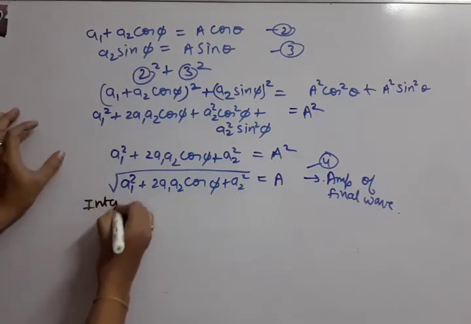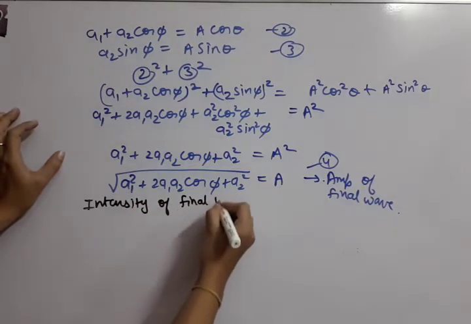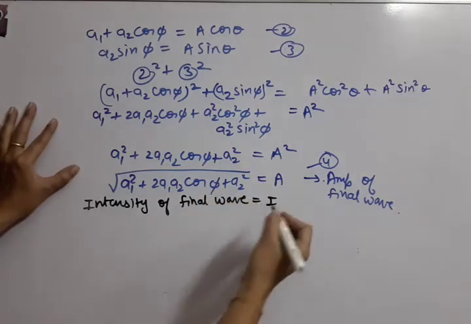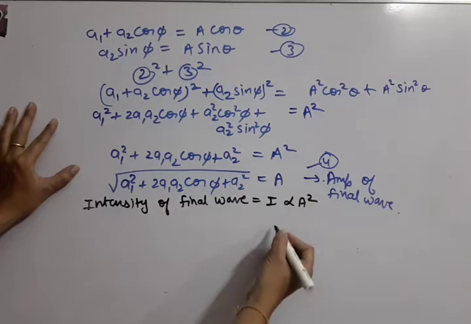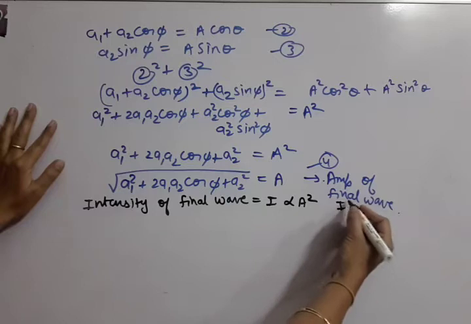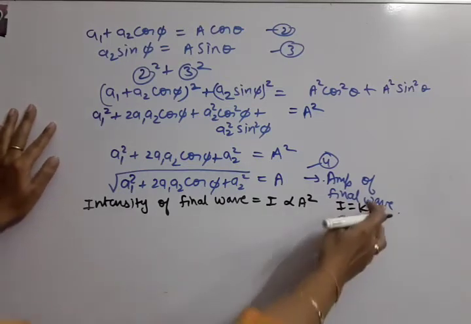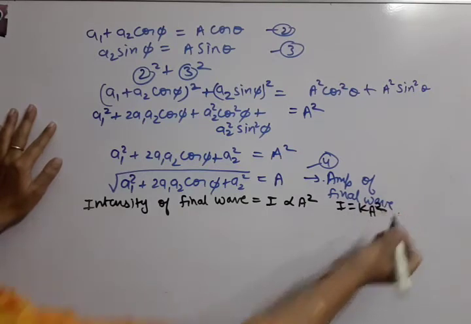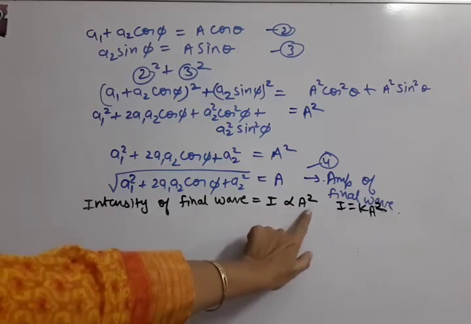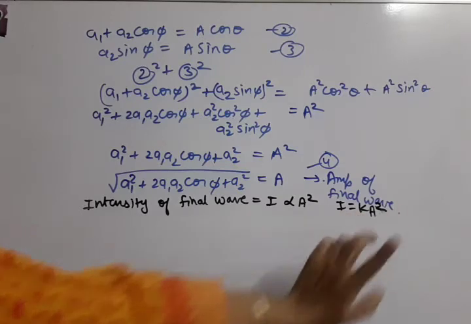What is the meaning of intensity? So the intensity of the final wave, suppose I write it as I, is proportional to the amplitude square. Okay. So if I remove the proportional sign, Ka square will come. Intensity is proportional to amplitude square, for any wave. So the intensity of the final wave is Ka square.